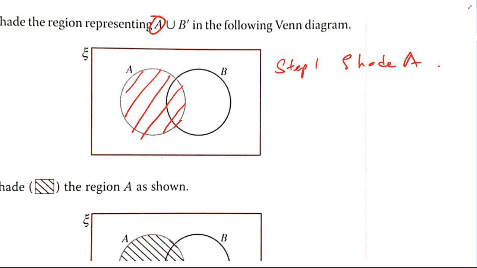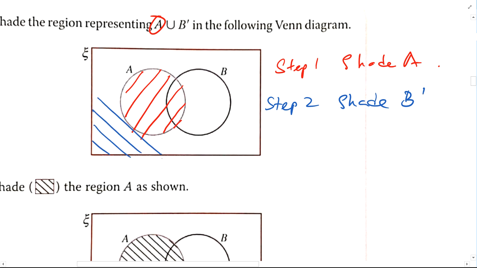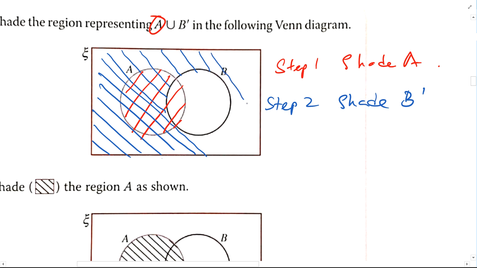Step 2. Shade B complement. But you either use a different color pen or you go the other direction. Okay, so complement of B. Do you know where is the complement of B? Yeah. Outside B, right? Everything that is outside B. So I shade this way. Now, it's okay to eat into A because as long as it's not inside B, it's fine. So I must be very, very careful. Okay? Now I've got B complement.